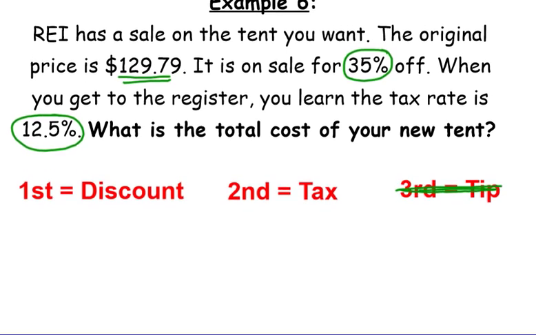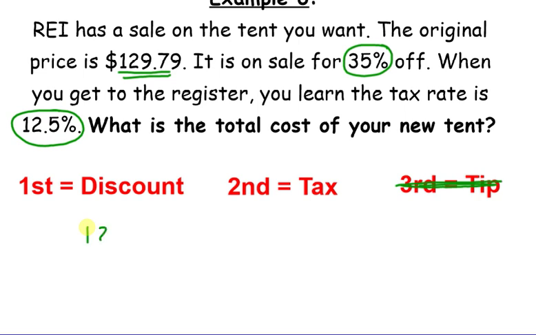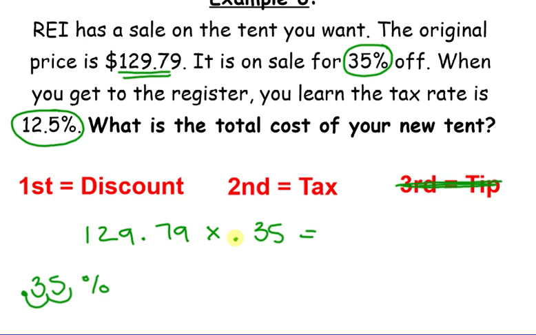All right, so discount first. 129.79 times, and I have my 35%. So I'm going to move my decimal point back 2 spots. So times 0.35. Go ahead and calculate that.